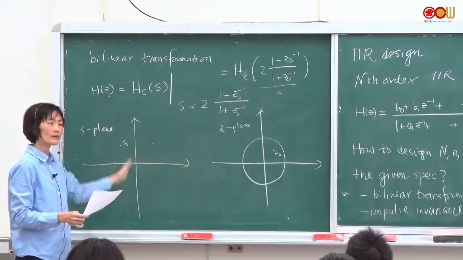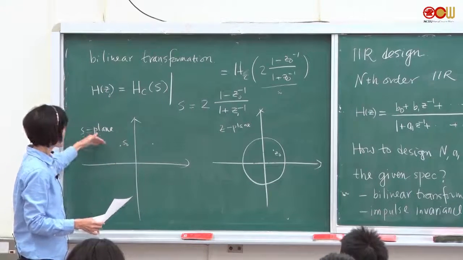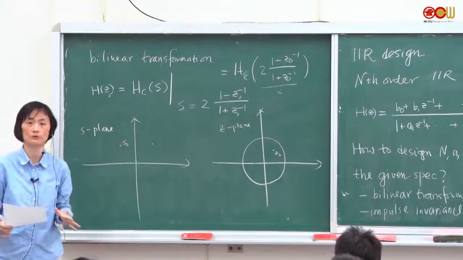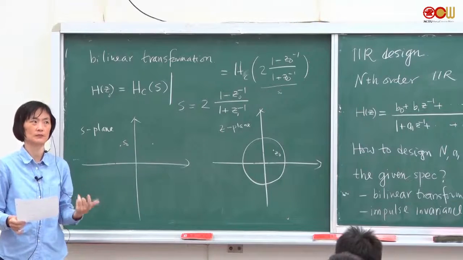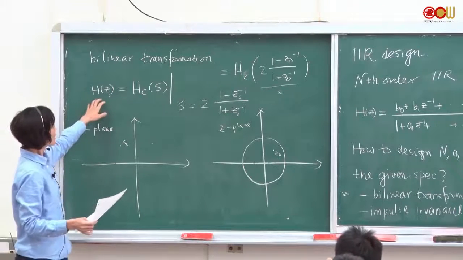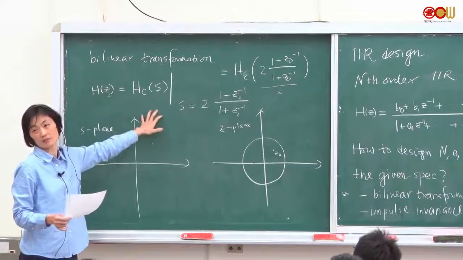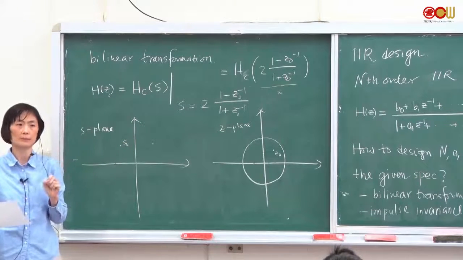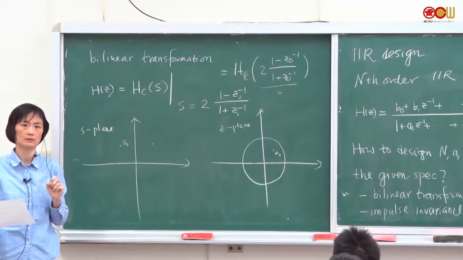Because for this continuous filter, this analog filter, we can design it to be a stable filter, right? We can design it to be a stable filter. But then this H(z) is obtained after bilinear transformation. We want the stability to be maintained somehow in this transformation, right?